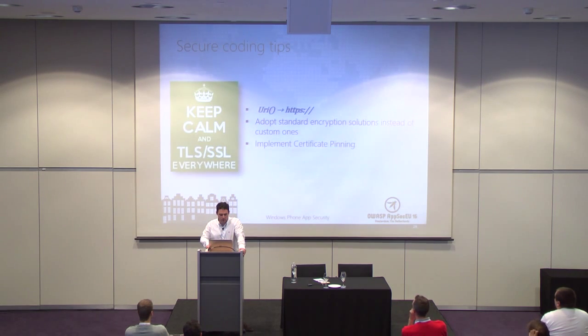Okay, so what about the secure coding tips? It's pretty simple. We just have to use TLS everywhere. Implementing certificate pinning is a good option, even if it requires some more effort in handling the certificate, because if you have to replace your certificate, you also have to release another application with a new embedded certificate or key used to validate the certificate itself. So we have much more effort if we implement it, but it's the only option to prevent the kind of attacks that I mentioned before.